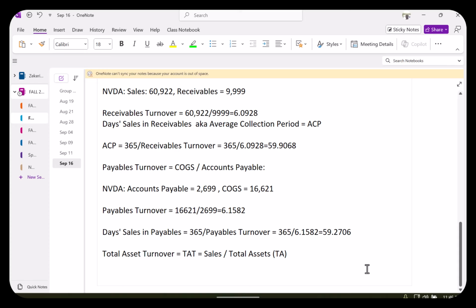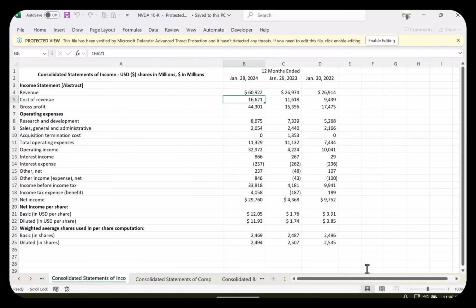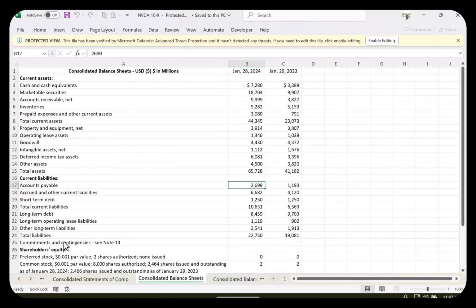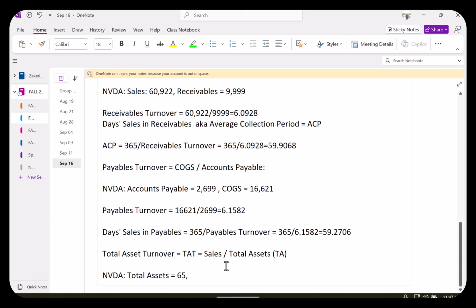So let's do this for NVIDIA. Total assets 65,728. We already have that sales number here, 60,922. So every dollar of assets of NVIDIA generates about 92 cents of sales.